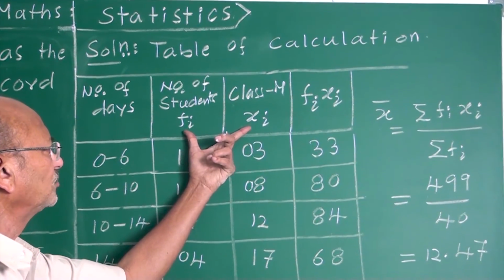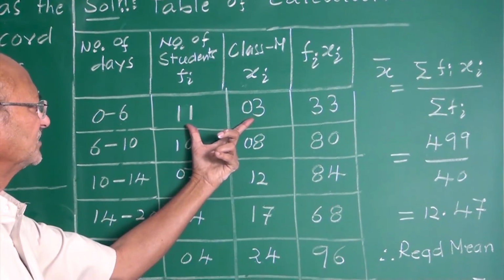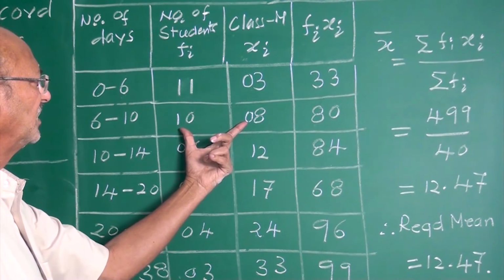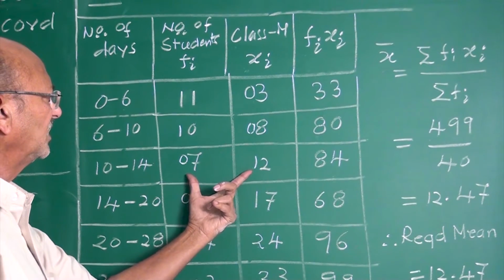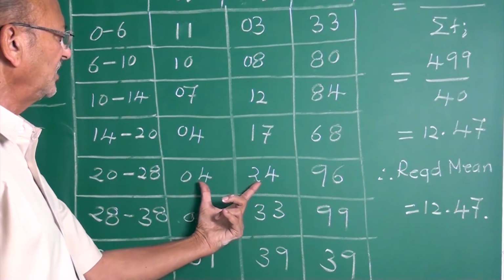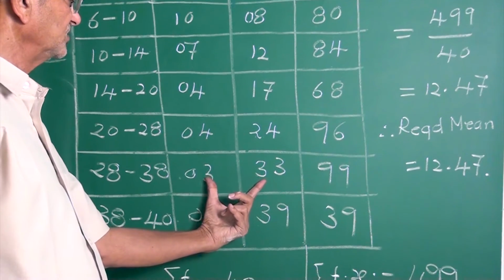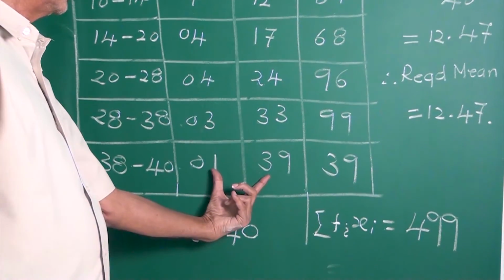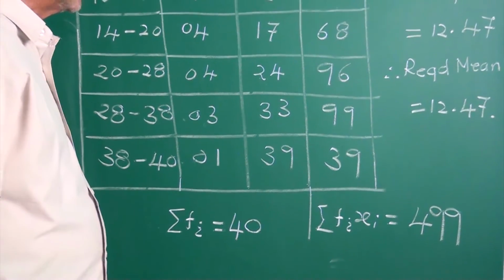What is the last column? You have to multiply these two: Fi Xi. Yes, 3 into 3 is... 10 into 8, 80. 12 into 7, 84. 17 into 4, 68. 96. 33 into 3, 99. 1 into 39 is 39.